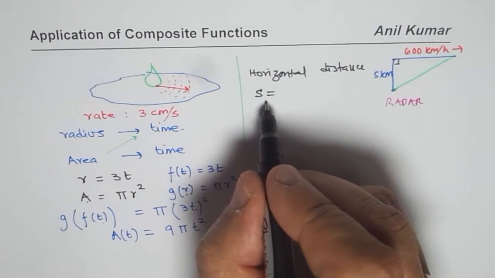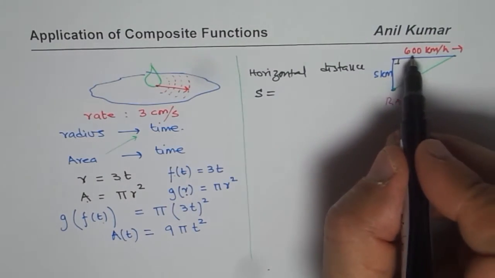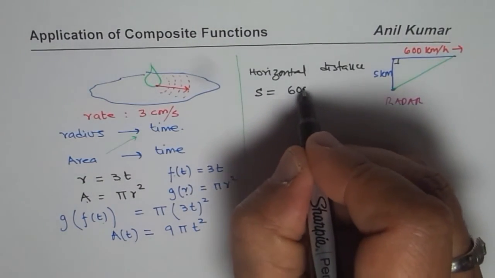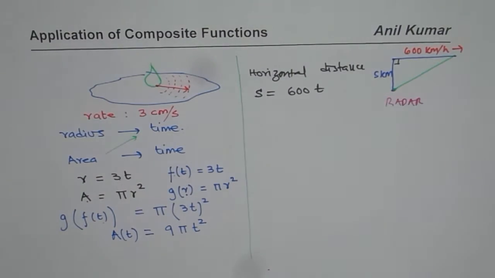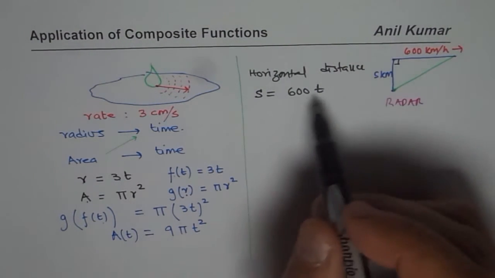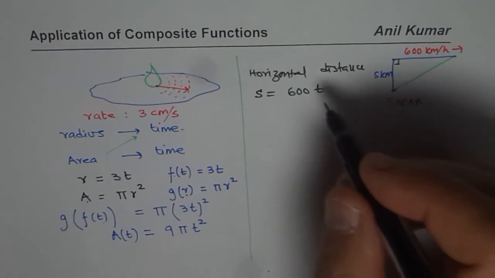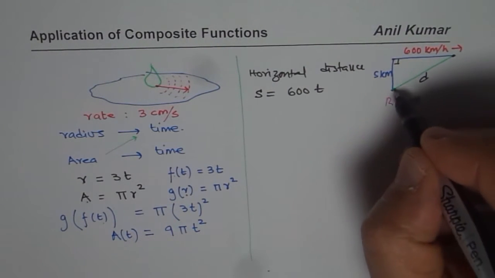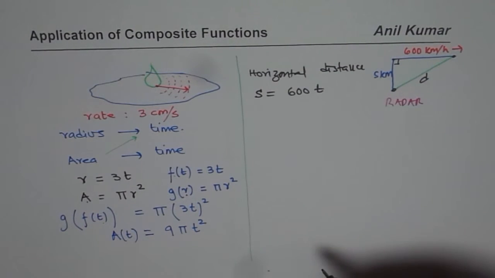Now this horizontal distance is related with the speed of the plane. 600 kilometers per hour means 600t, right? So every hour it moves 600 kilometers further horizontally. That is how we can get this relation. The other distance which we are interested in is the distance between the radar and the plane, the diagonal of this, right?